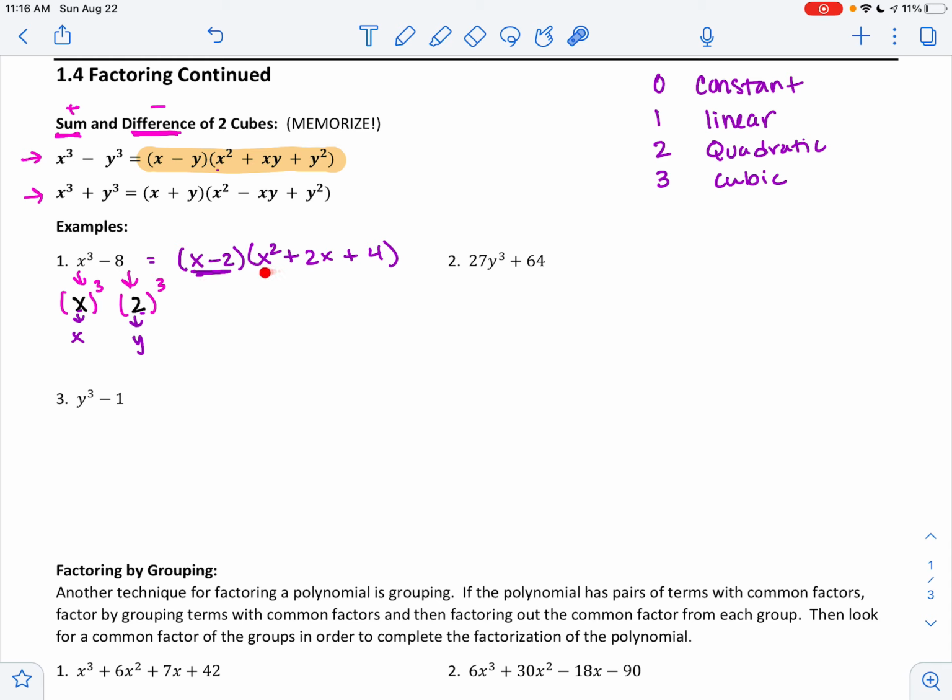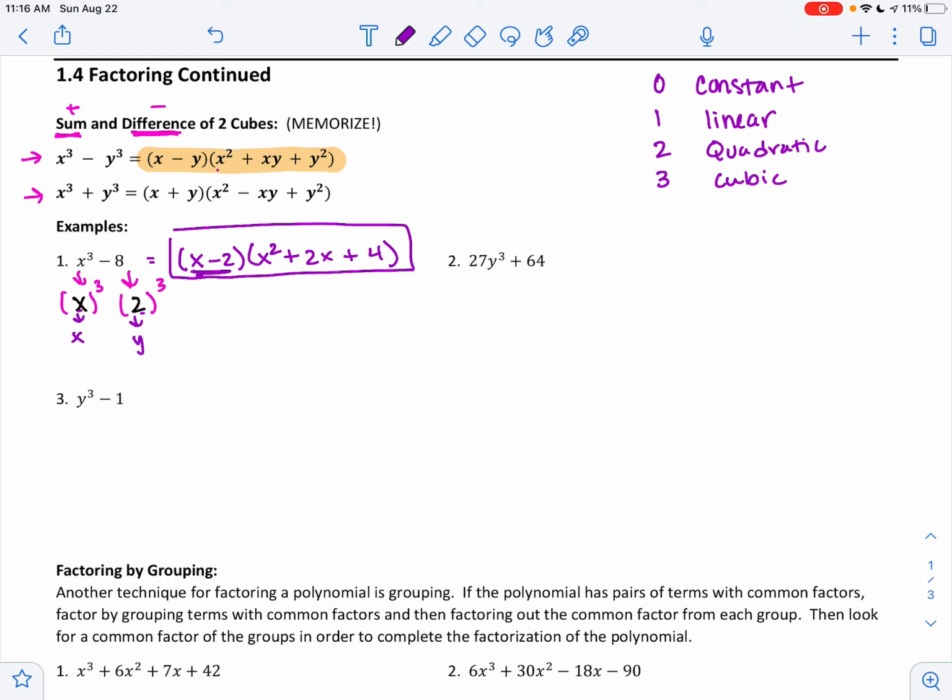For this trinomial over here, my highest degree is 2. So this one is quadratic. So you'd want to make sure that this is factored completely. If I tried to do the area model for this, we would be looking for factors of 4 that add to 2. No such factors exist. So this one is factored completely.